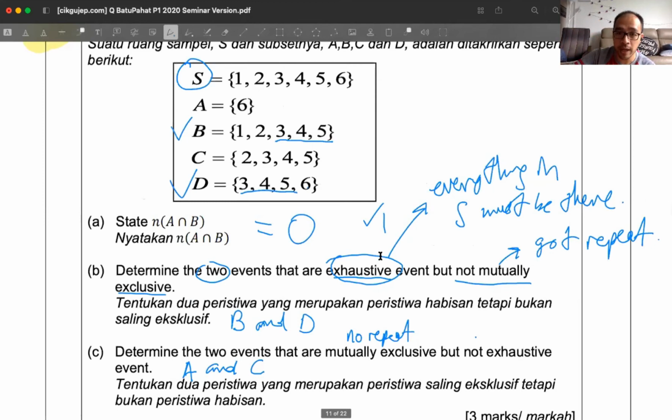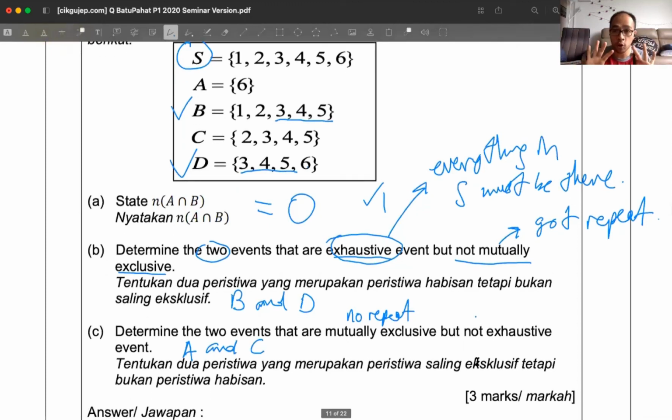We have to understand what exhaustive and mutually exclusive events mean. We have to understand what exclusive means. Exclusive means both the events have no repeat. If they are exclusive, it means they have no repeat. You are there, you are here. But exhaustive means everything in the sample space must be in these two. That's what it means.